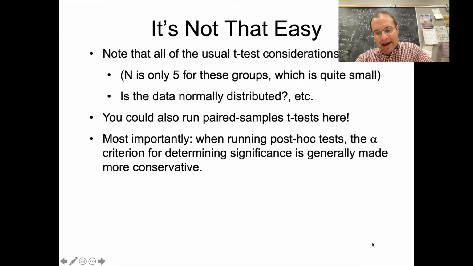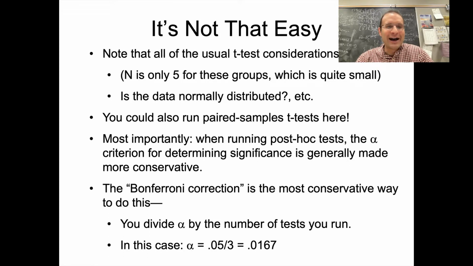There's also an extra added step that we take here, which we haven't done before, which I need to inform you of. So when running post-hoc tests, the alpha criterion for determining significance is usually made more conservative, or at least that's a very strong recommendation, I would say, in social sciences. The default way that most people know to do this is the one I'm going to tell you first. And then later I'm going to come back to this topic after we do two-way ANOVA and tell you more liberal ways of doing this that may help you out more.